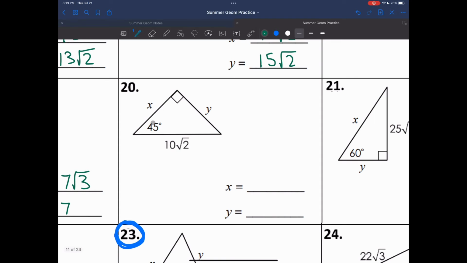All right, number 20, 45, 45, 90. They give me the hypotenuse, so I work backwards here. So I'm going to pull that out to the side, and I divide by the square root of 2. And those just cancel and leave me with 10.